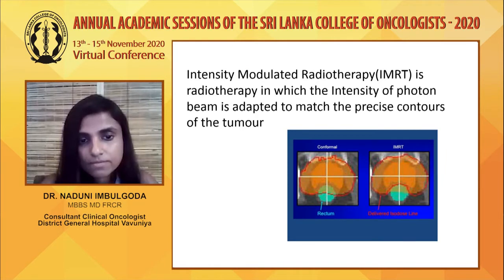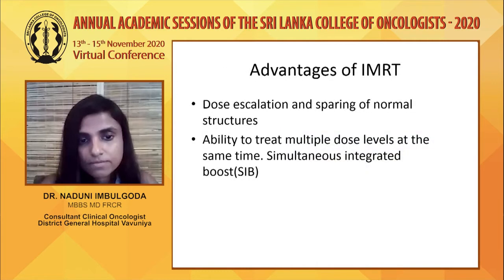Intensity modulated radiotherapy, IMRT, is radiotherapy in which the intensity of the photon beam is adapted to match the precise contours of the tumor. So we can get these very nice concave dose distributions in IMRT compared to 3D CRT in this prostate IMRT plan. Advantages of IMRT include dose escalation and sparing of normal structures, and the ability to treat multiple dose levels at the same time, which is a simultaneous integrated boost.